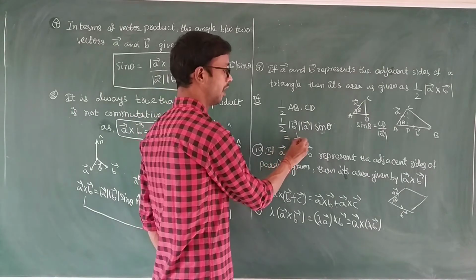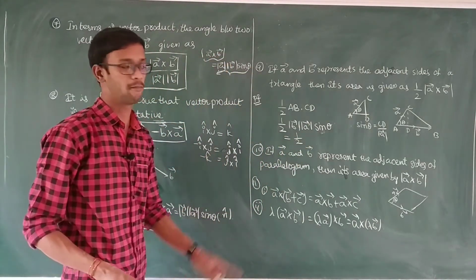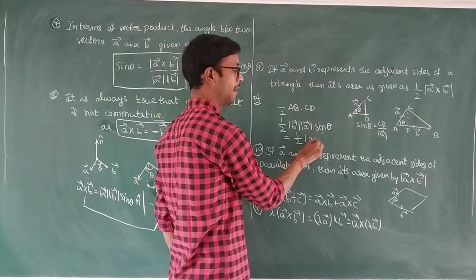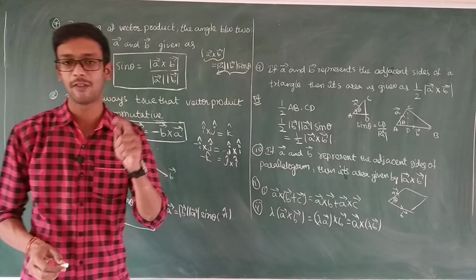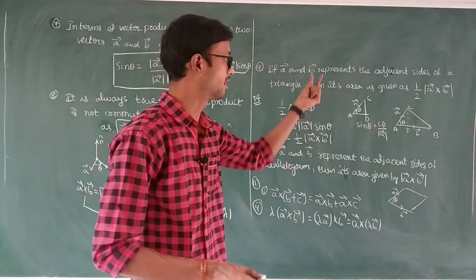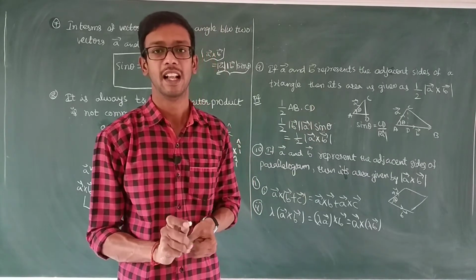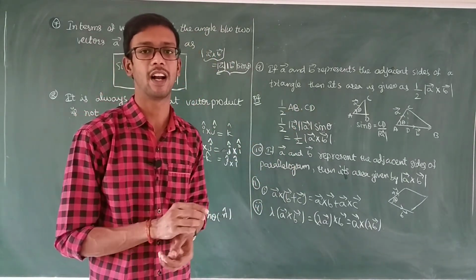This is nothing but 1/2. Same to same. So we can write here magnitude of A bar cross B bar. So area of triangle, if the two adjacent sides are represented by the two vectors, then the area of triangle is 1/2 magnitude of A bar cross B bar.